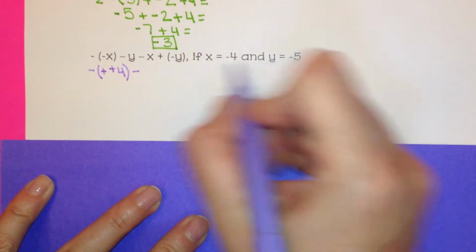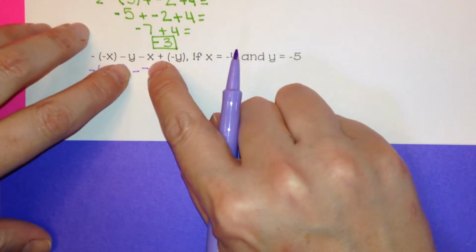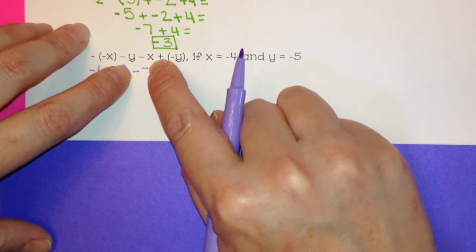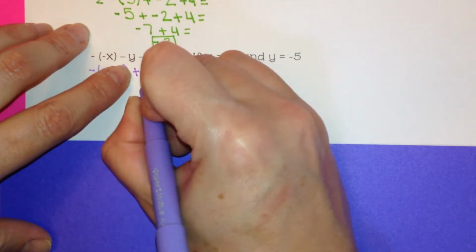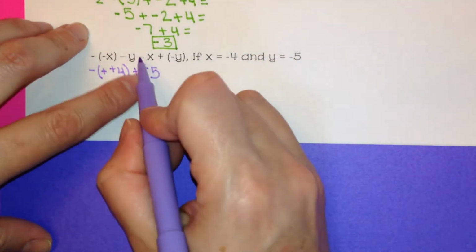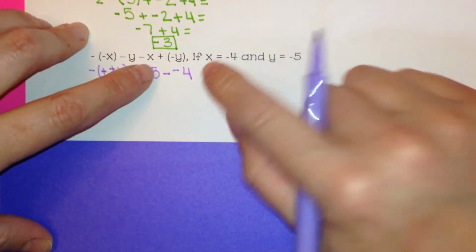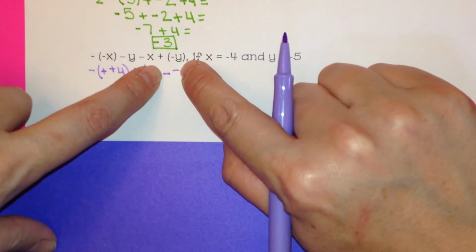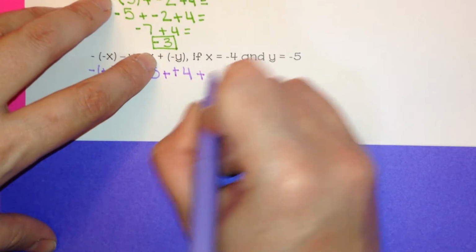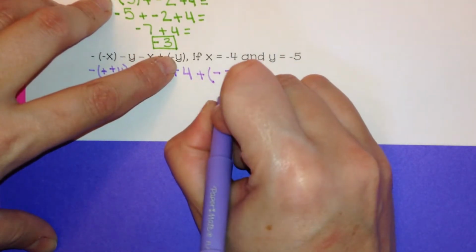Minus, my y value is negative 5. Again, I can say, since they're right next to each other, there's not a number in between, I can say a negative times a negative is a positive. So it becomes plus 5. Minus my x value, which is negative 4. Again, I'm just going to do it as I go along. A negative times a negative is a positive. Plus negative y. Y is negative 5.